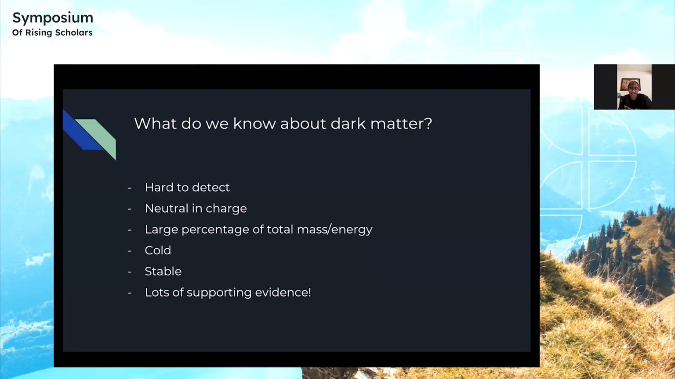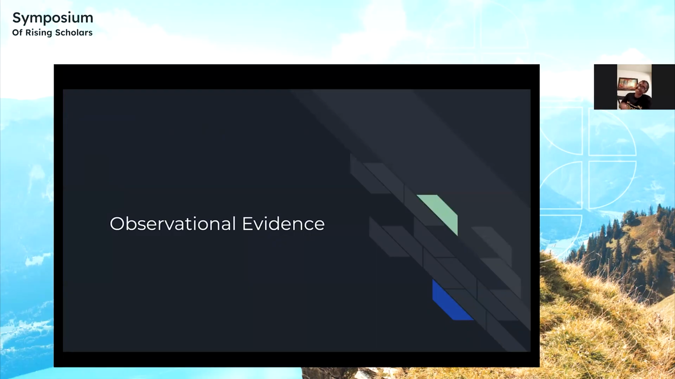It's also classified as stable, which means it's not supposed to decay easily. This gives dark matter the ability to have been around since the Big Bang, which is really important. And lastly, which I'm going to cover, there's a lot of evidence to support it. Today, I'm going to discuss galaxy rotation curves, gravitational lensing, and the CMB.